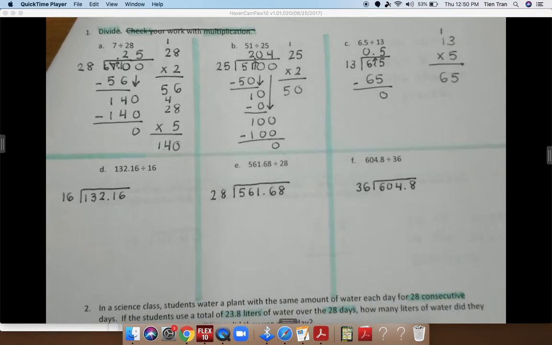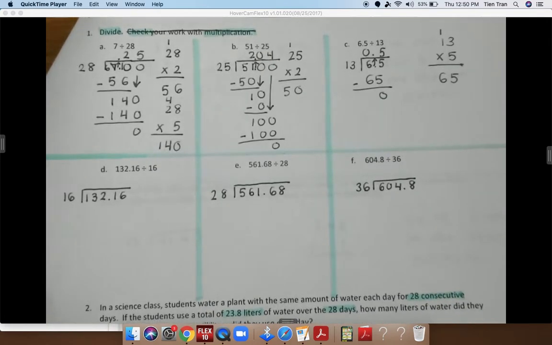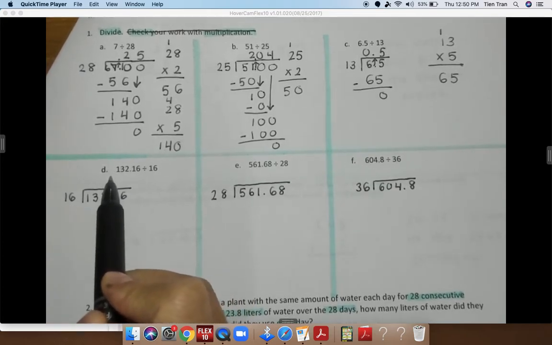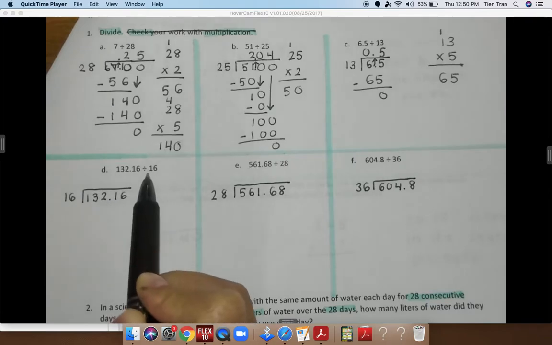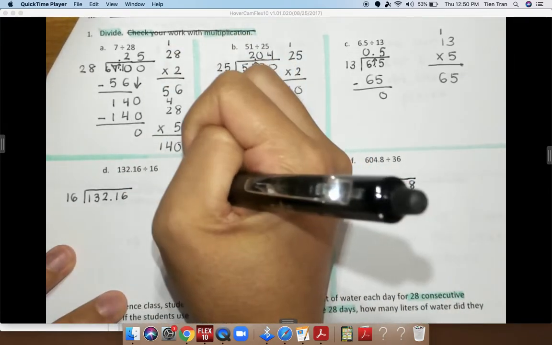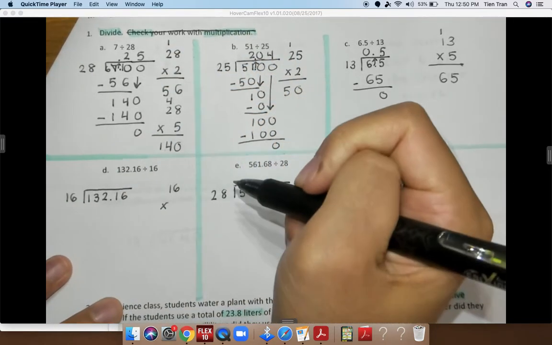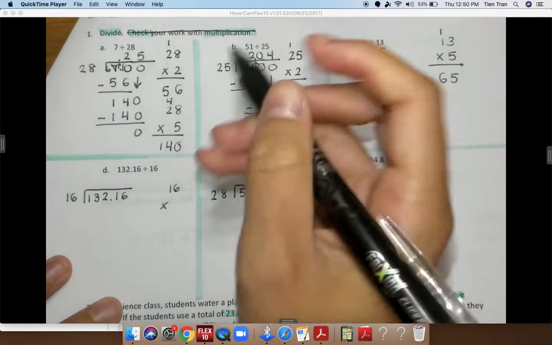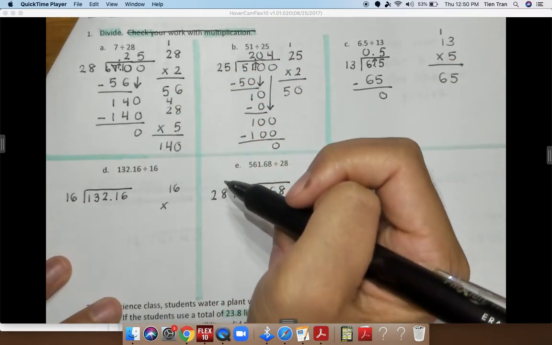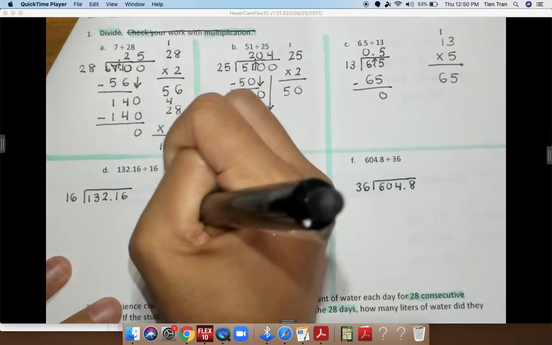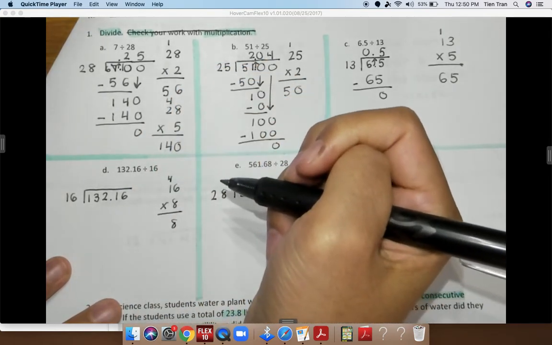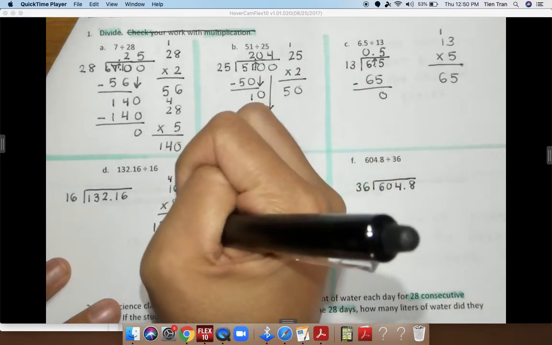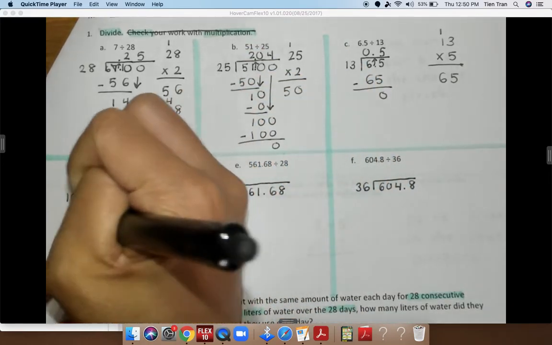For problem letter D, I have 132 and 16/100, which goes inside as my dividend, and 16 as my divisor. I'm going to try to multiply 16 times a number in order to get close to 132. I'm going to try 8. 6 times 8 is 48. 8 times 1 is 8. Plus 4 is going to give me 12. I get 128.